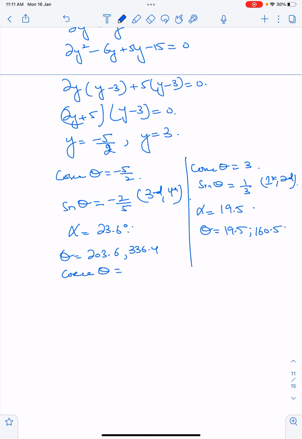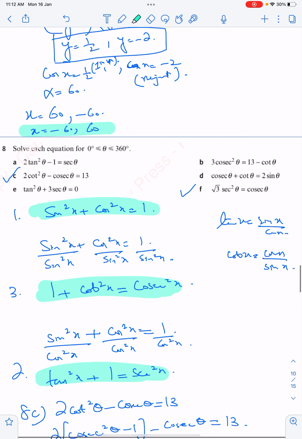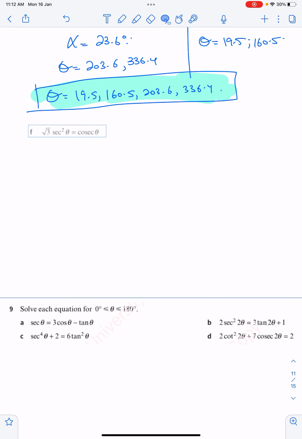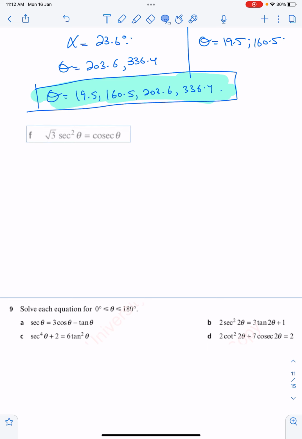So the four answers which I have, I'm going to arrange them quickly. So theta is going to be 19.5, 160.5, 203.6 and 336.4. These are the four answers which I have. Okay. Now I have to do the F part.